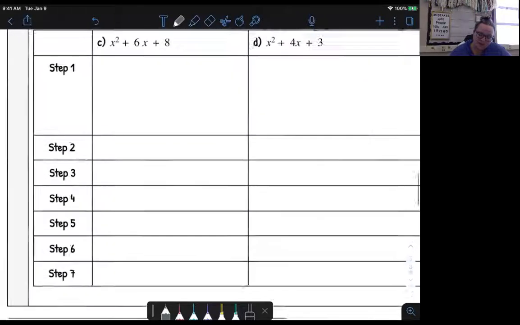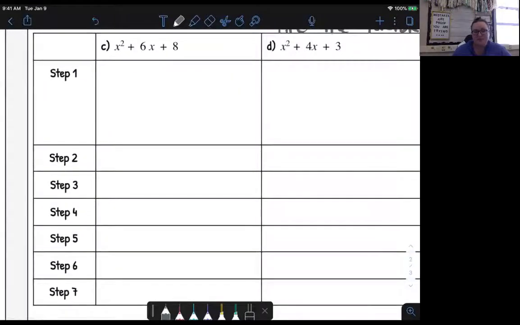So in step 1, we need to use A and C. So off to the side, I'm just going to identify what my A, B, and C are. So my A would be 1, my B would be 6, and my C would be 8. So x squared plus 6x plus 8. So now we're going to multiply A times C. A times C, so 1 times 8 is 8.